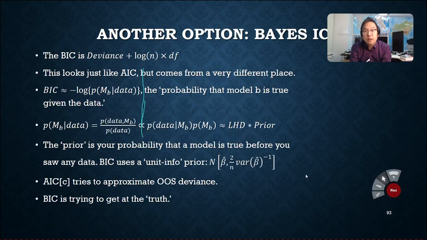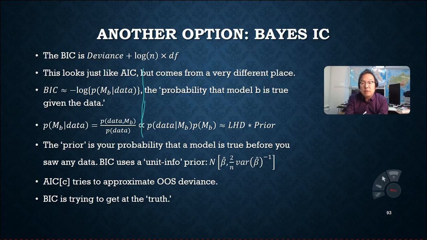Now, another option is the Bayes information criterion. BIC is deviance plus log of n times degrees of freedom. This looks just like AIC, but it comes from a very different place. BIC is almost equal to minus log of the probability of model B given the data. This is actually a posterior probability, proportional to the likelihood function times the prior. The prior is your probability that a model is true before you saw any data, a subjective probability. And then BIC uses a unit-information prior.